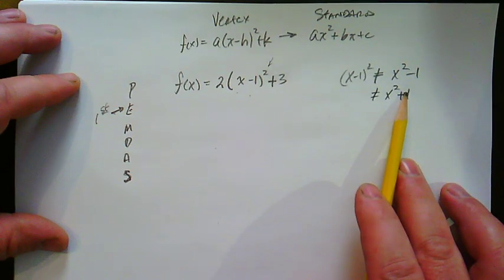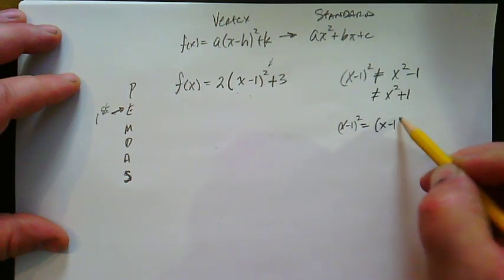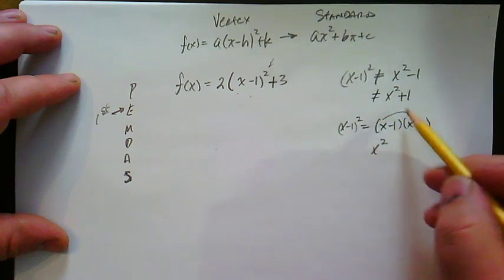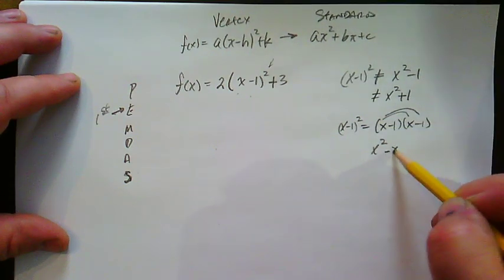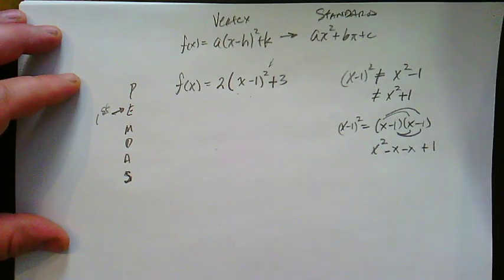This is not right. X minus 1 squared is really x minus 1 times x minus 1. So that's x squared, right? First. Outer is negative x. Inner is negative x. Last two, negative times a negative is positive. So this is x squared minus 2x plus 1.